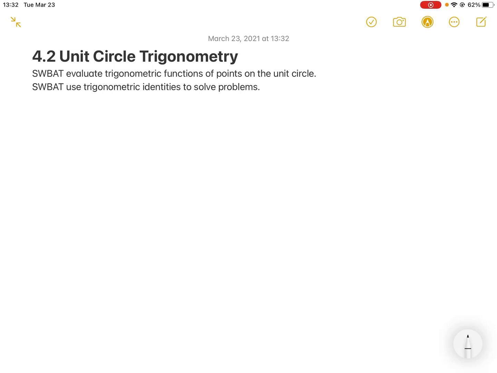In this section, we're going to switch gears from right triangle trig and now talk about the unit circle. So before we do that, I kind of want to motivate this discussion. We'll talk a little bit about where the unit circle comes from, and then we'll actually solve some problems involving the unit circle. So to start with, let's just think about a triangle.